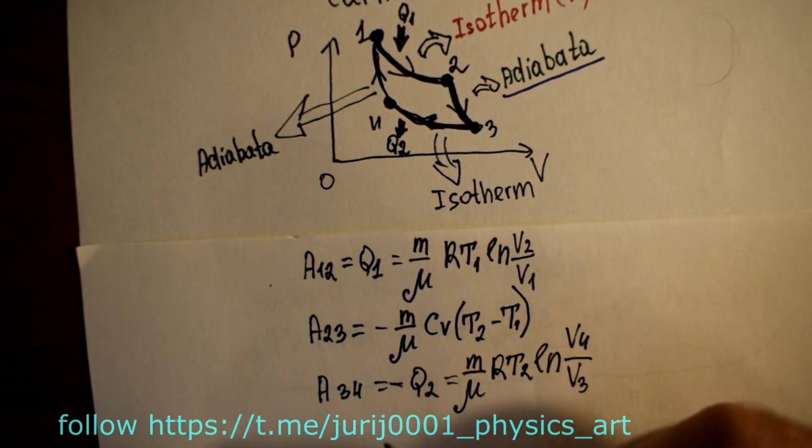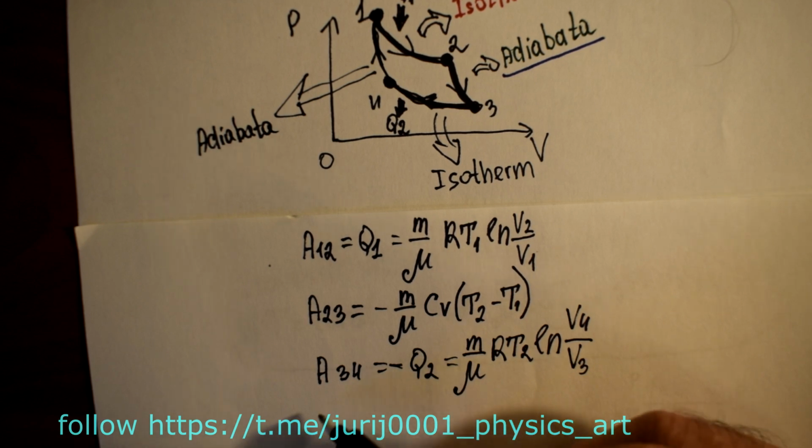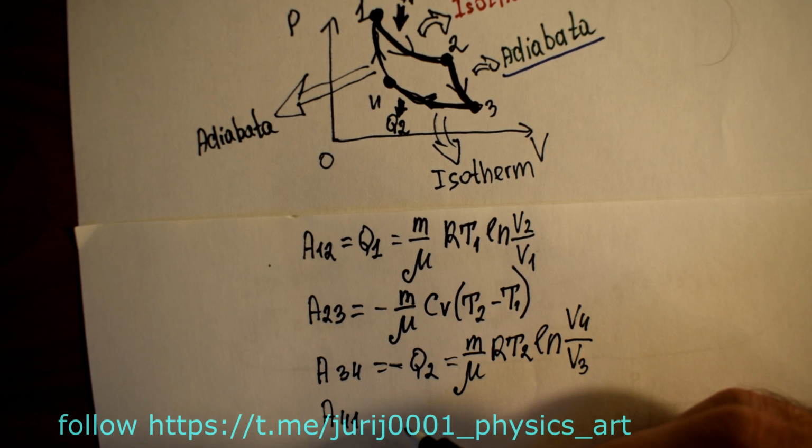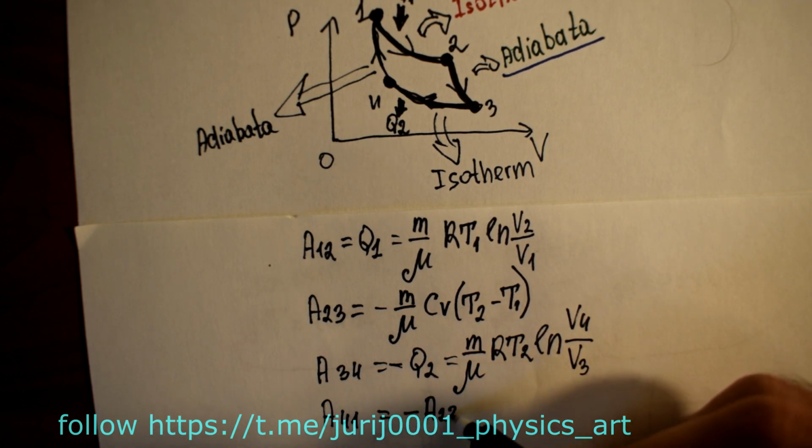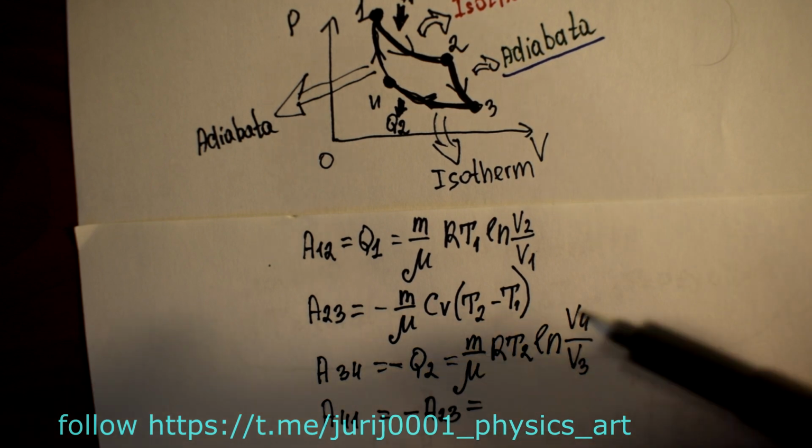So let's find our work. Note that on section 2-3 and on section 4-1 the system performed work equal in modulus, but opposite in sign. Therefore the sum of this work is 0.